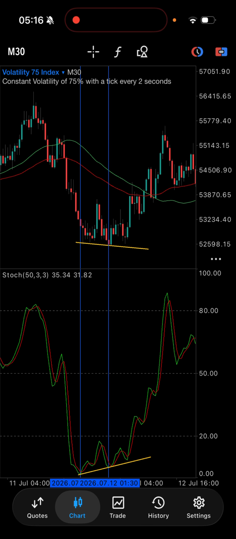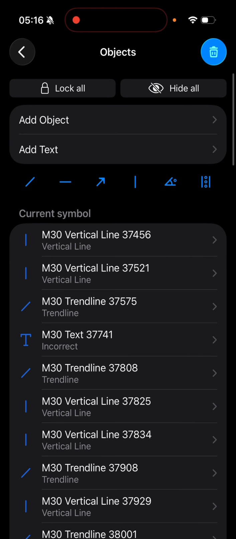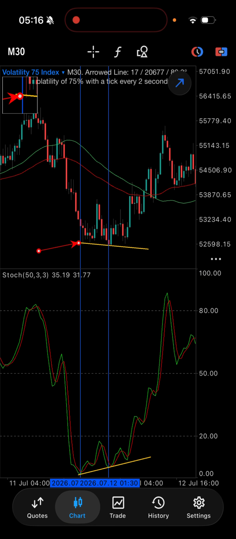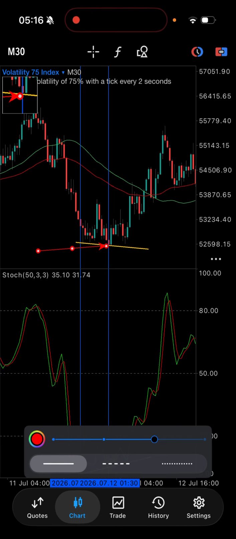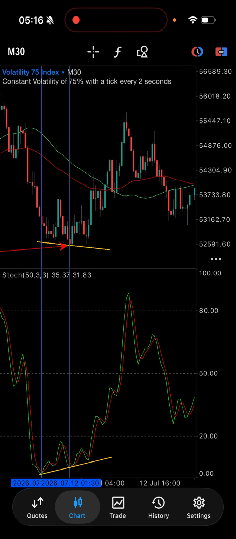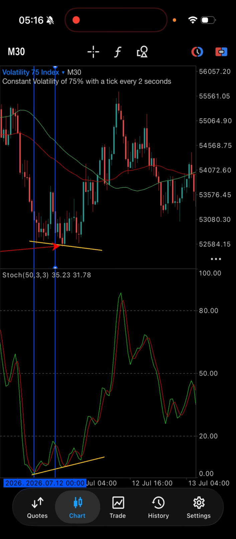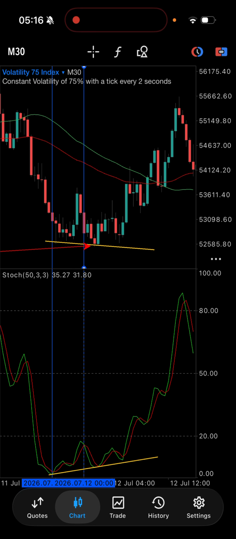This you can say is a proper setup here. I have this low here, then we have a lower low, and the indicator is showing us something different. So in this case, I'll be entering my first trade after the completion of this bullish candlestick here. That's why I'll be entering my first trade.